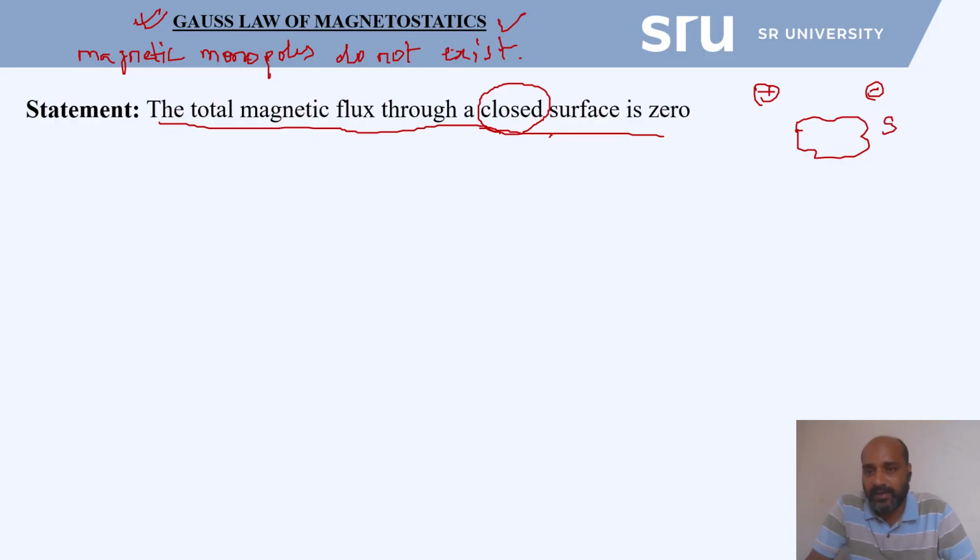Now this is an open surface because it is not enclosing any volume. But if it is enclosing some volume V, now that surface is enclosing volume V. Now this is a closed surface.